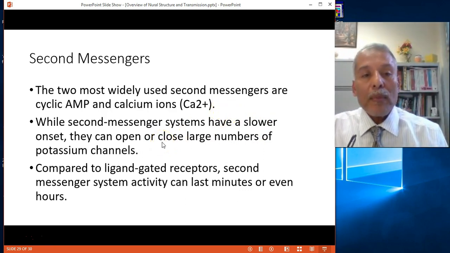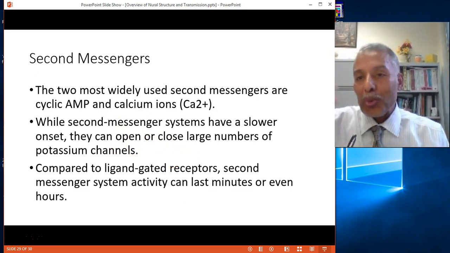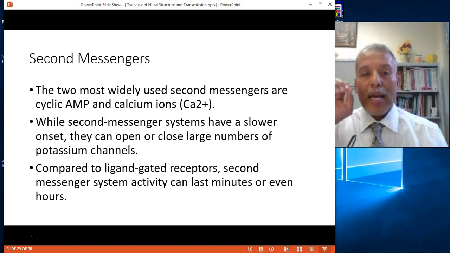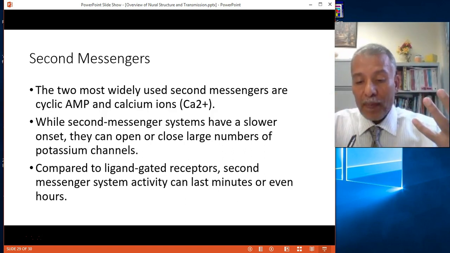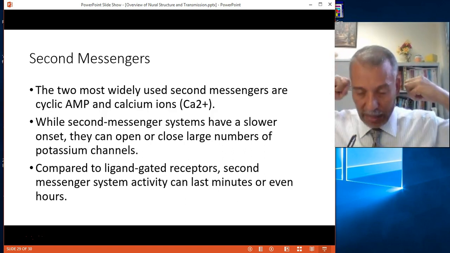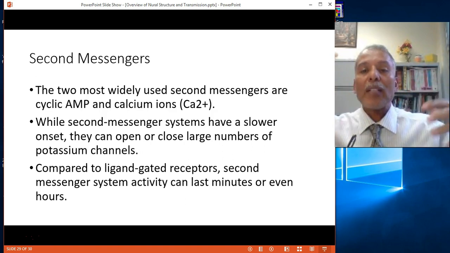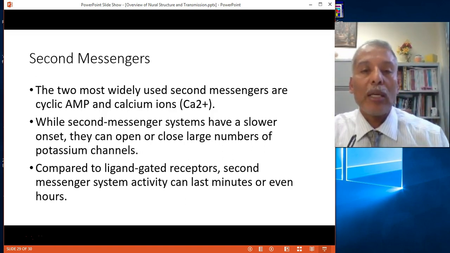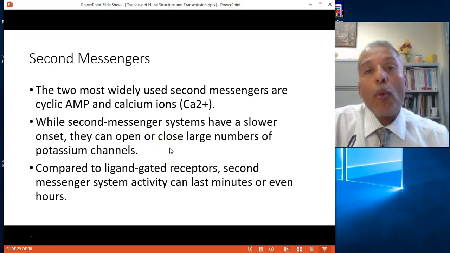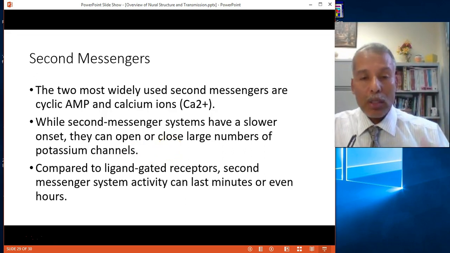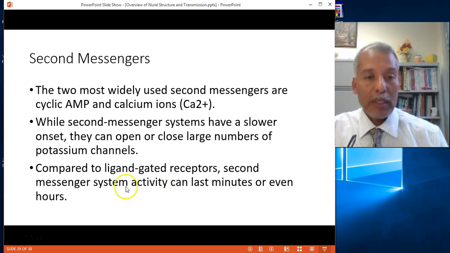So the second messenger system has multiple steps. It is slower to start. However, once they function, once the second messenger takes that signal, it's going to activate multiple potassium channels at once to close them or to open them at once. So the action is very, very powerful immediately.